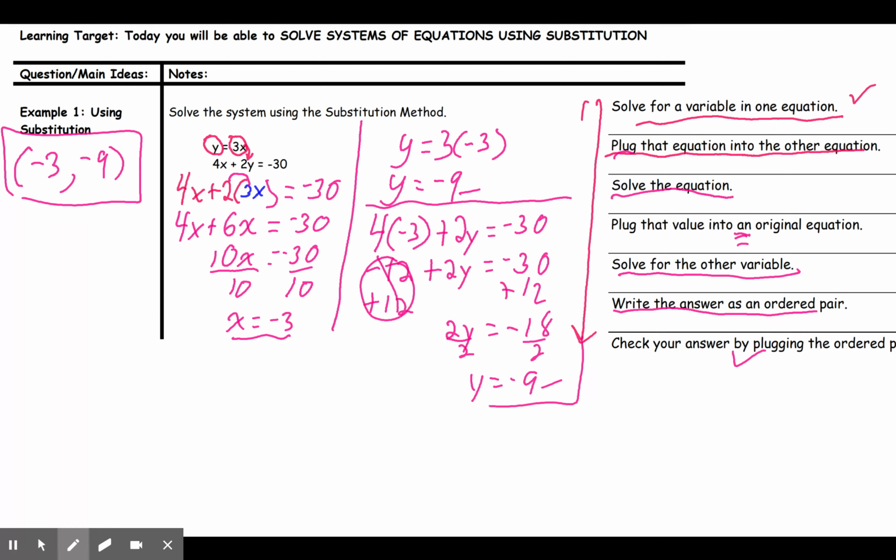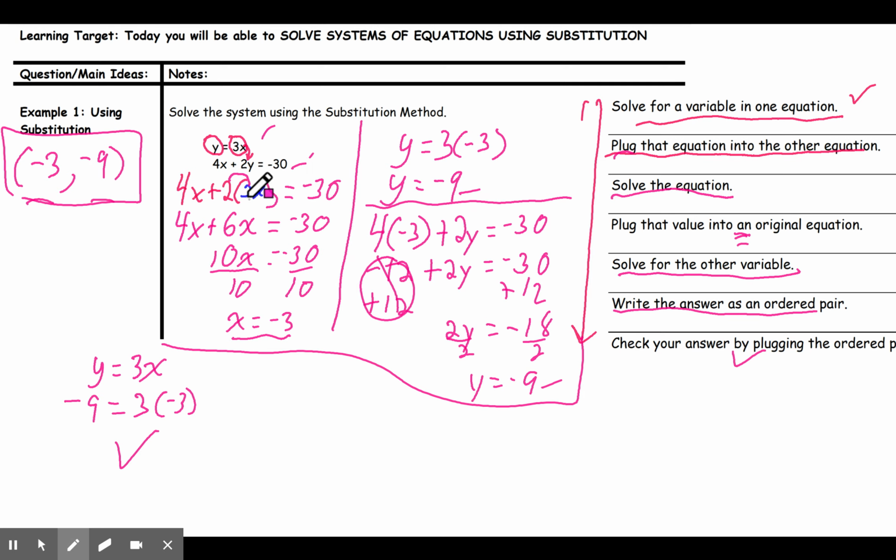But there's a way you can check your answer to make sure it is accurate. To do so, I'm going to box off a little section here. What you do is plug in these answers, negative 3 and negative 9, into each of the equations to see if it actually works out. So plugging it into the top where you have y equals 3x. Well, if y is negative 9, does that equal 3 times my x value of negative 3? Yes, it does.